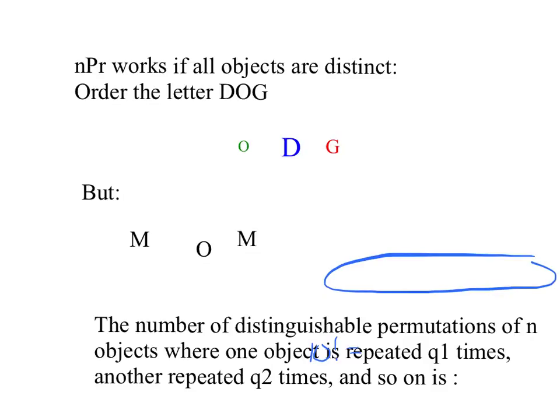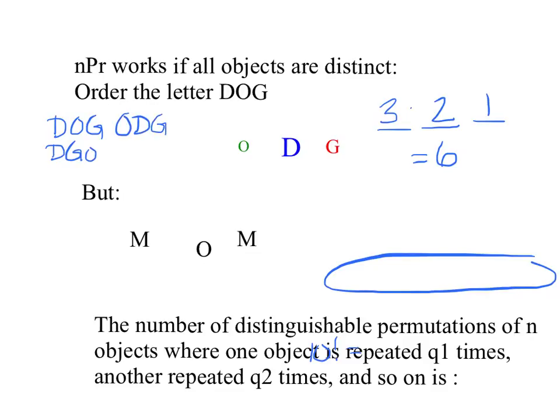And so if I'm going to place 3 letters down, I have 3 spots. In my first spot I could put 3 letters. I have 3 choices. In my second spot I have 2 left, and then in my third spot I have 1 left. So there's 6 ways I can put the letters D, O, G. Let's see them. So we have D, O, G. I have D, G, O. Then I have O, D, G and O, G, D. And then we have G, D, O and G, O, D. So there's all 6 ways that I can put those letters D, O, G.